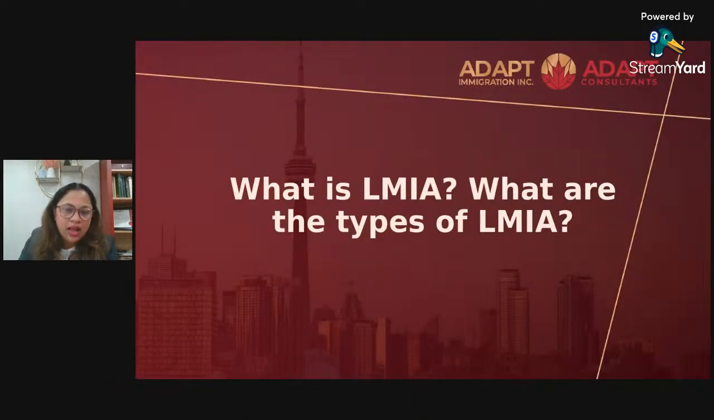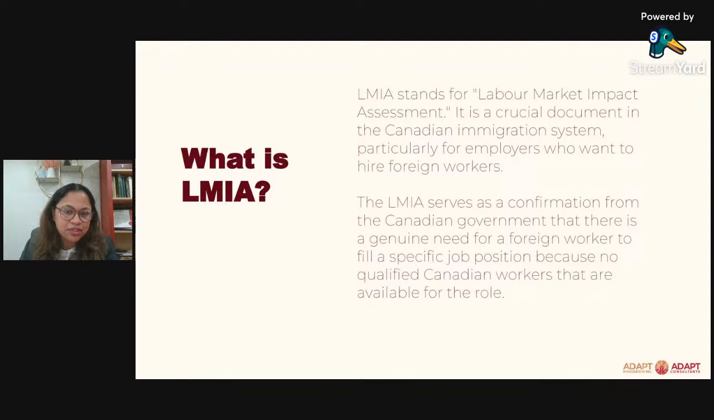Okay, so what is an LMIA and what are the types of LMIA? Now, we've all heard the word LMIA quite frequently. So what does it actually stand for? It's called Labor Market Impact Assessment. It is a crucial document in the Canadian immigration system for employers specifically who want to hire foreign workers. So the LMIA serves as a confirmation that the Canadian government has a genuine need for a foreign worker to fill a specific position because no other Canadian workers were available for that role. So this is the main reason why the LMIA is there.